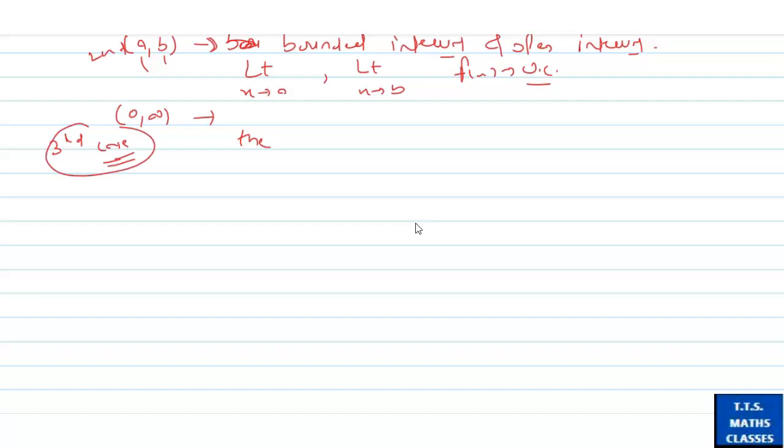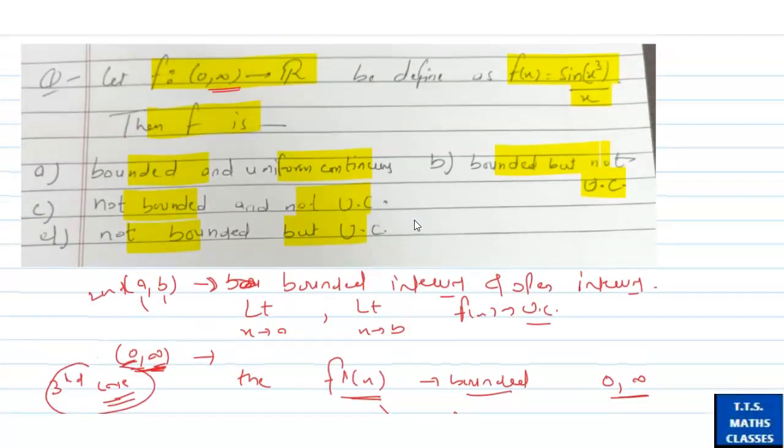For this we have to check f dash x, the derivative of the function. If the derivative of the function is bounded, by putting the two end values, 0 and infinity, then we can say that this function is uniformly continuous. We first find the derivative. This result applies for an open, unbounded interval, where infinity is involved.